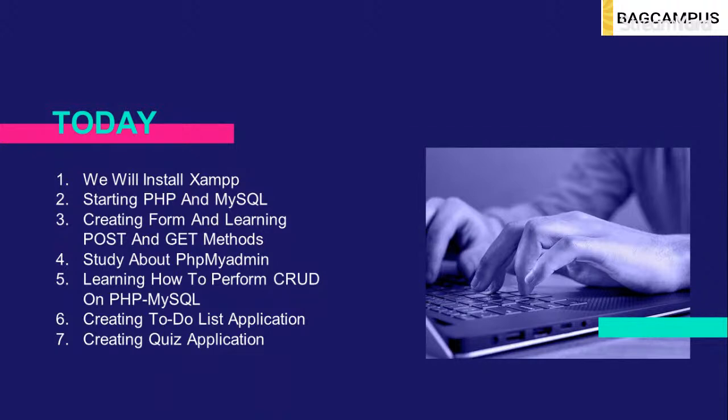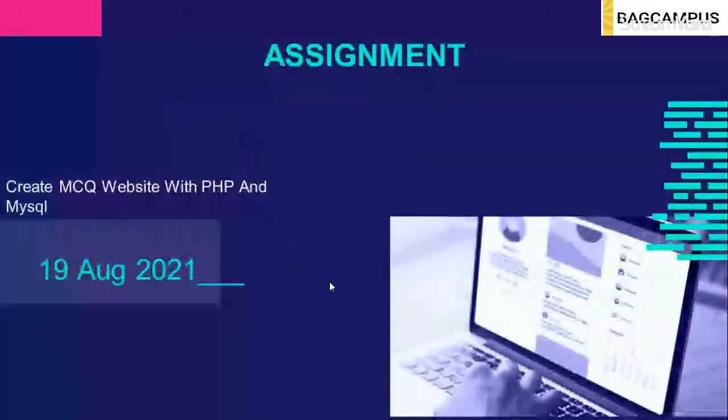So whatever we have discussed today, we have added this to this. So we have installed XAMPP, started with PHP and MySQL, created a form, learned post and get method, studied about phpMyAdmin, learned how to perform CRUD operations on PHP and MySQL, created a to-do list application and created a quiz application, right? So thank you for your work, and this is a simple assignment to create a website with PHP and MySQL, right? A simple MCQ, and this is for today.